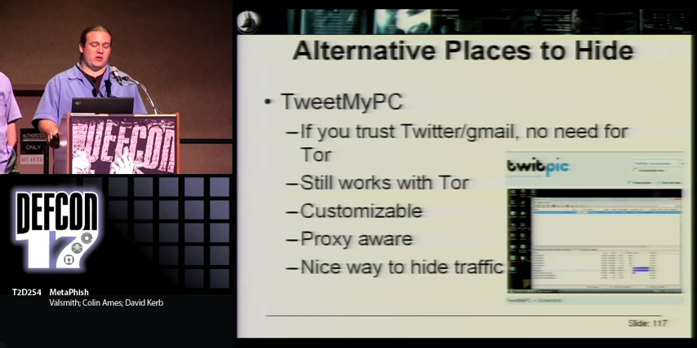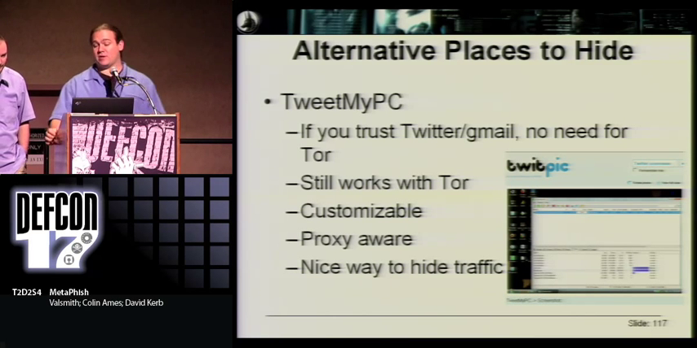So if you trust Twitter and Gmail, you don't have to deal with Tor, which is kind of nice. If you still don't trust Twitter and Gmail, you can go ahead and use Tor. It's just another way to hide the traffic, especially since many corporations still trust Twitter and Gmail. A lot of corporations use Gmail as their primary means of communication. So it's just another way to deal with it. It's customizable, something to play with. Can't take credit for it.